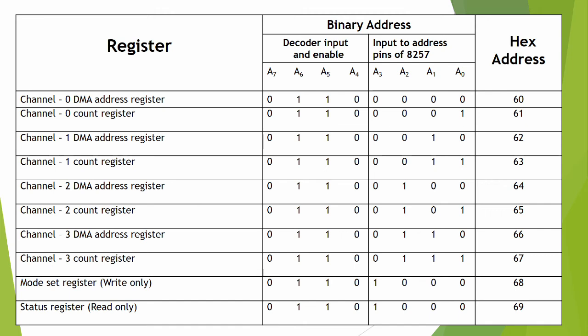Now similarly, for the DMA channels, we have shown the interfacing of the channel 0 DMA address register, that is address 60H. So the channel 0 count register address will be 61, channel 1 DMA address register will be 62, channel 1 count register address will be 63, channel 2 DMA address register 64, channel 2 count register 65 and so on.